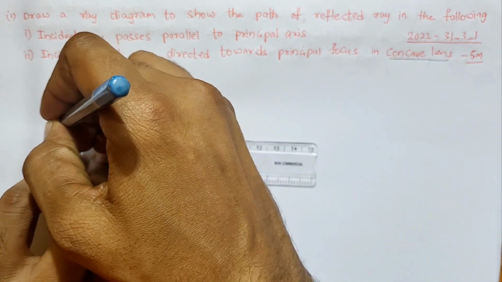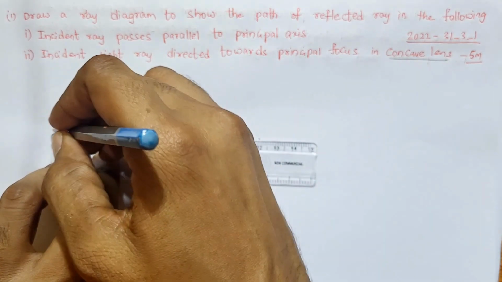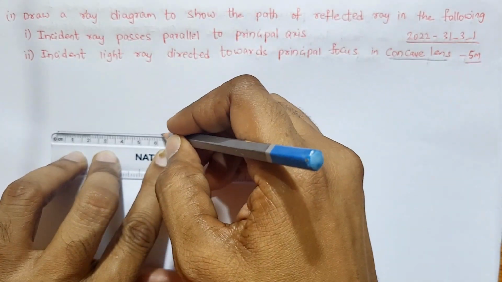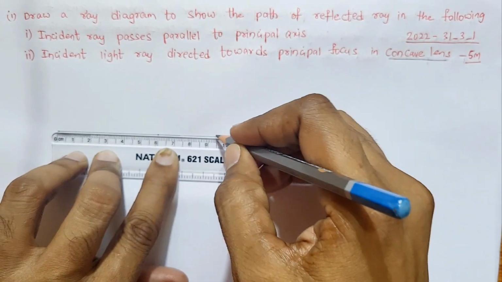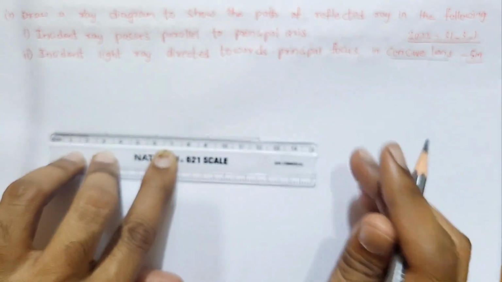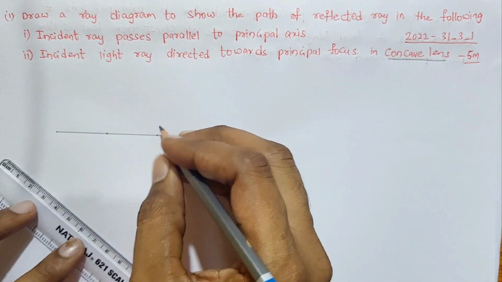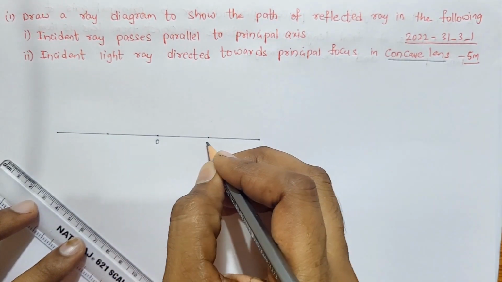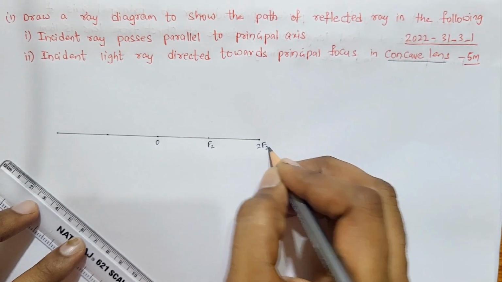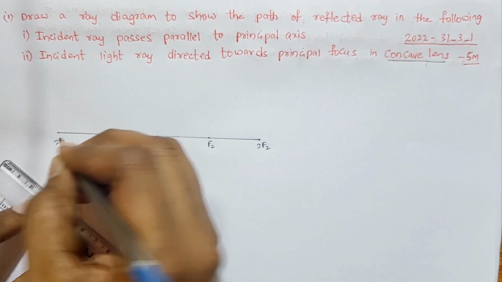Look at it. First take a straight line of length 12 centimeters. 12 centimeters straight line you take, and you mark the points at 6 centimeters also, and 9 centimeters also, and 3 centimeters also, right? So now you remove the scale. After removing the scale, this you name as optical center, this point you name as F2, and this point you name as 2F2. This point you name as F1, this point you name as 2F1.